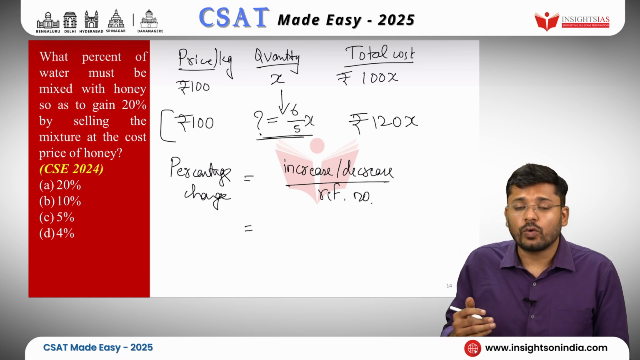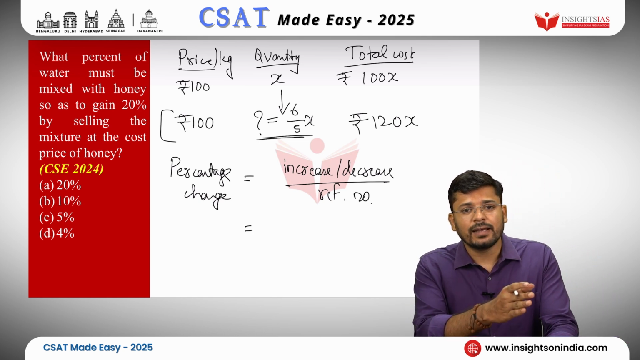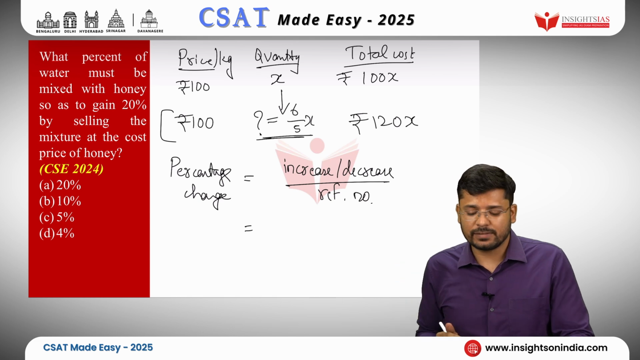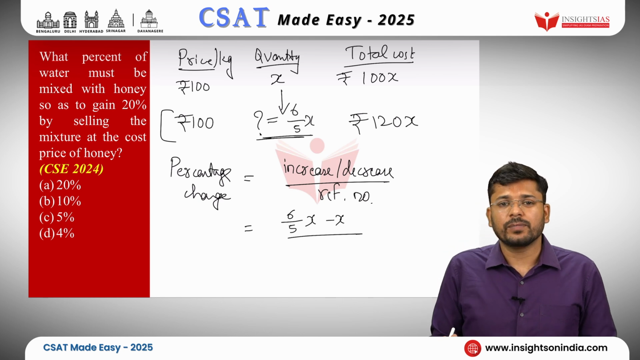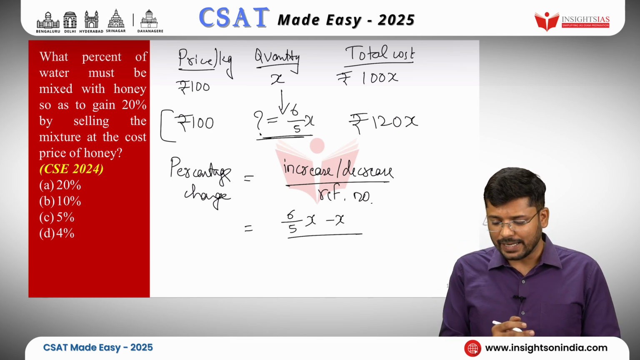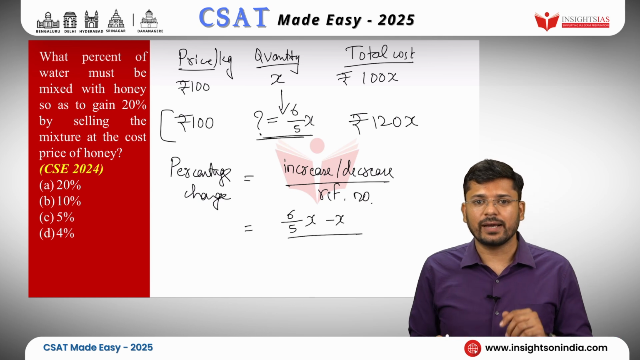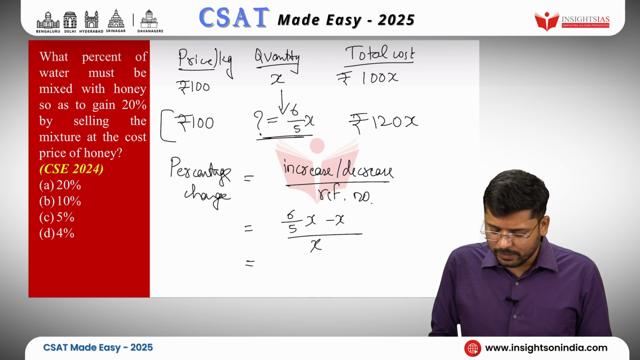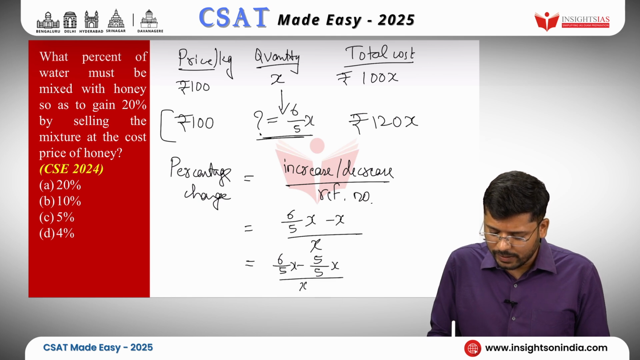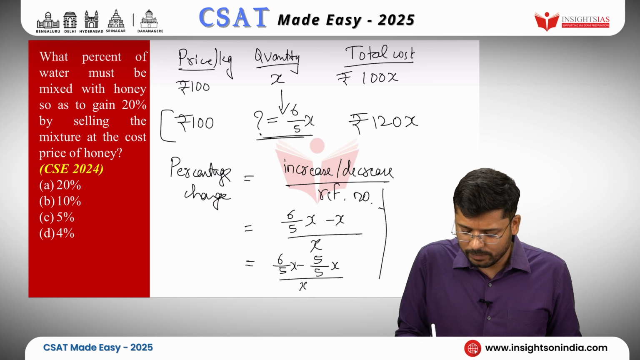In this context, what is the increase or decrease? It is 6 by 5x minus x. And what is the reference number? It is the original number, that is x, because originally the quantity we assumed to be x. So what happens here? 6 by 5x minus x. We can write x as 5 by 5x, right? Divided by x.